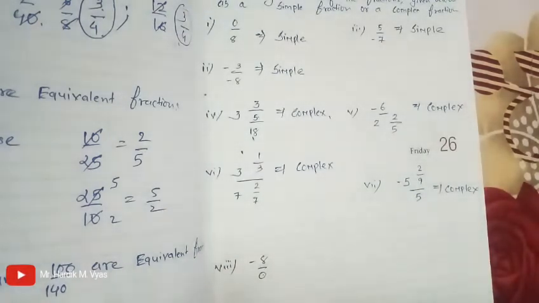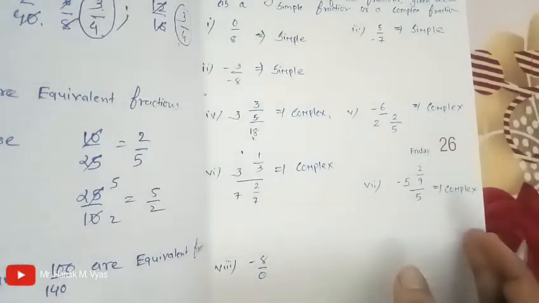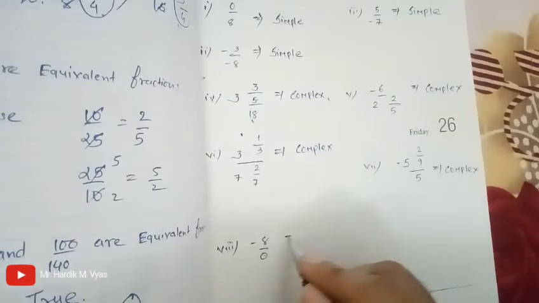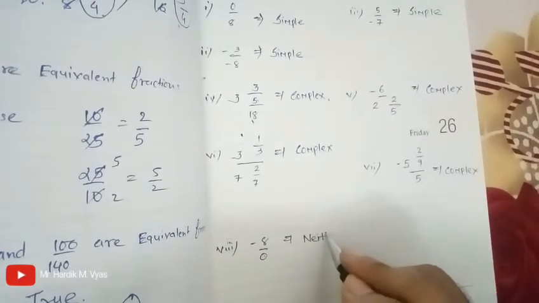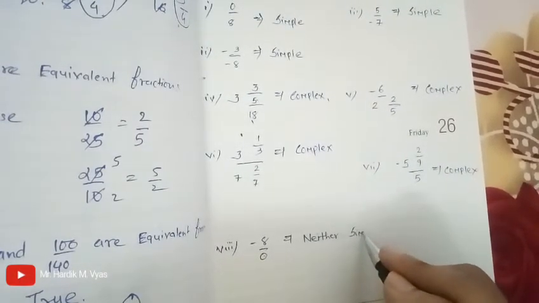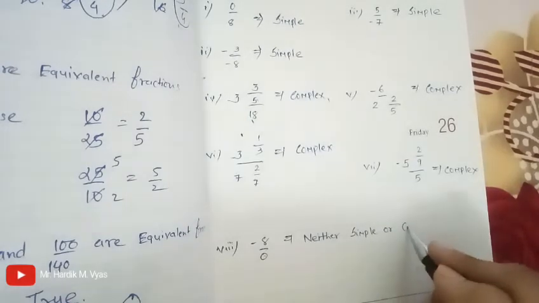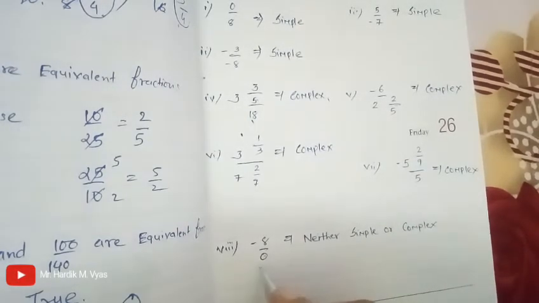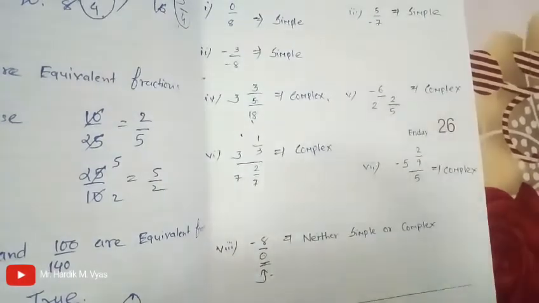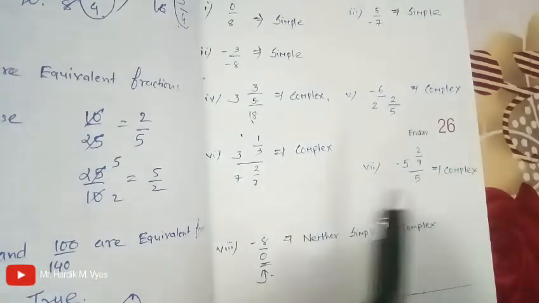And -8/0. Can I say -8/0 is simple or complex? This is neither simple nor complex, because whenever zero comes in the denominator, its value becomes undefined. So -8/0 is neither simple nor complex.